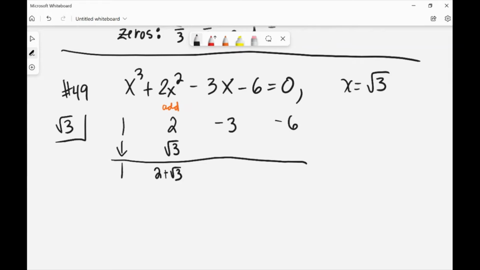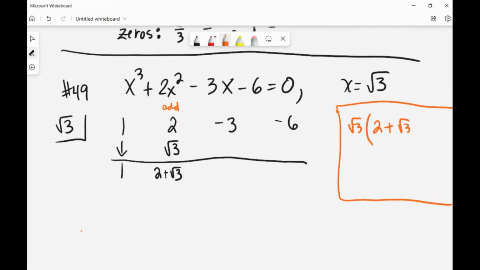All right, what's the next step again? Multiply. I'm going to write it off to the side so you can see what I'm doing. We're going to multiply the square root of 3 times 2 plus the square root of 3. So it looks like we're distributing. The square root of 3 times 2 is, what do y'all think? 2 square root 3.